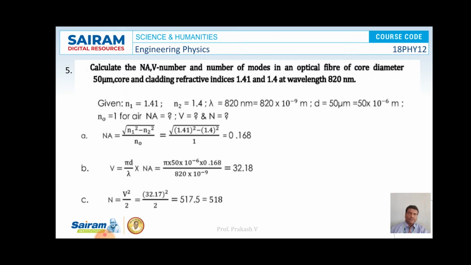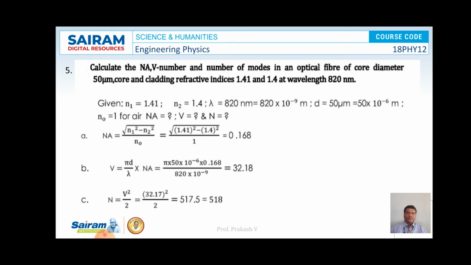Calculate the numerical aperture, V number and number of modes in an optical fiber of core diameter 50 micrometers. Core and cladding refractive indexes are 1.41 and 1.40 at wavelength 820 nanometers. Given the refractive index of core is 1.41 and that of cladding is 1.4, the wavelength of optical signal coupled into the optical fiber is 820 nanometer, the diameter of the core is 50 micrometer, and the refractive index of surrounding media is 1, that is air.